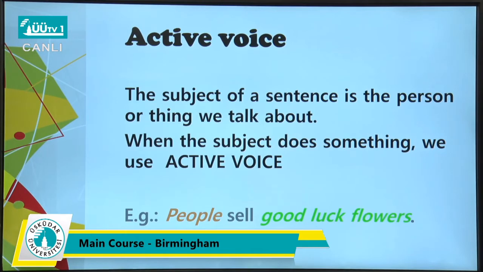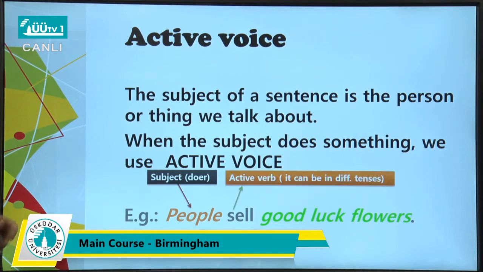For example, look at this sentence. People sell good luck flowers. As you know, people is the subject, the doer. Sell is the active verb. It can be in different tenses, as you know. And good luck flowers is the object, receiver of the action.